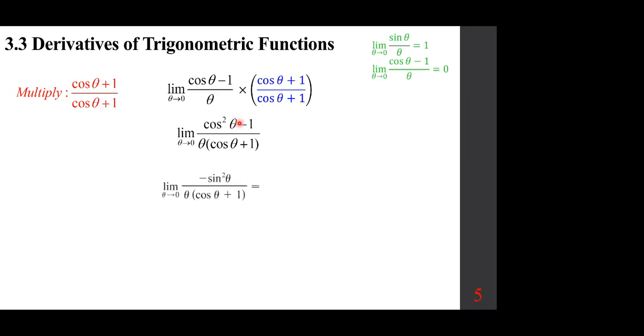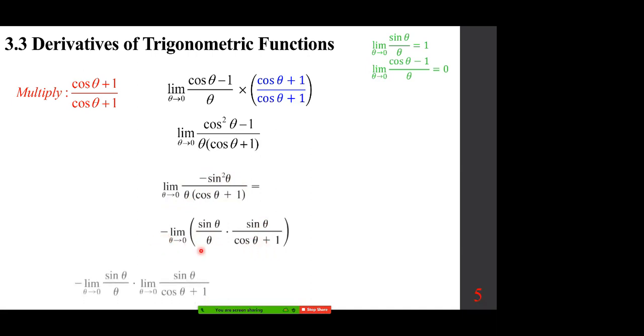Negative sine squared. All right, so we can cut this into pieces. One piece is a negative sign. One piece is sine over theta. And one piece is sine over cosine theta plus 1. So let's cut it into 3 pieces. The sign, which is negative, and then sine theta over theta, and then sine theta over cosine theta plus 1. And let's take a limit of all of it. Okay, we know this one to be 1. So with the negative in front of it, this becomes negative 1.